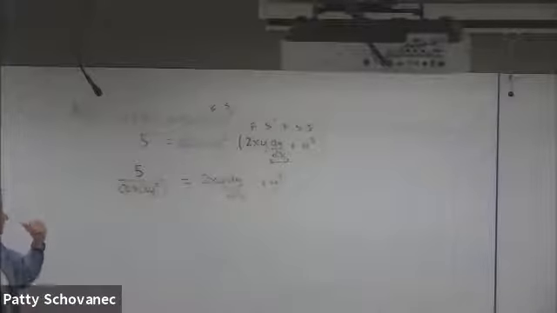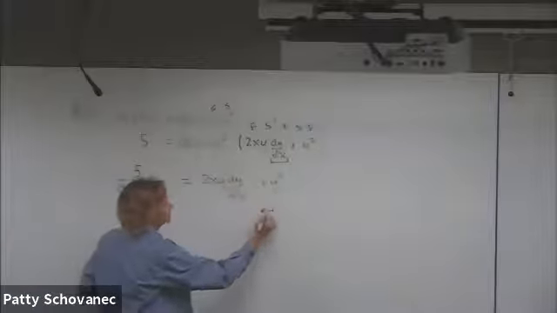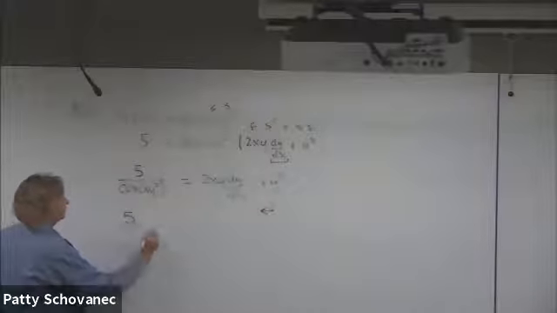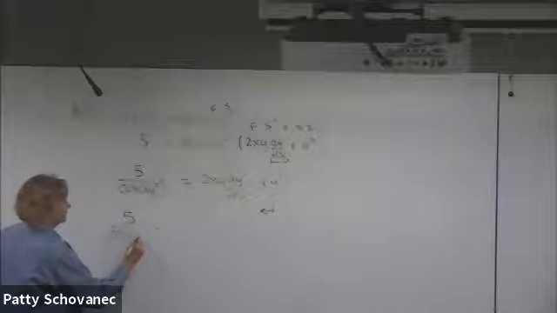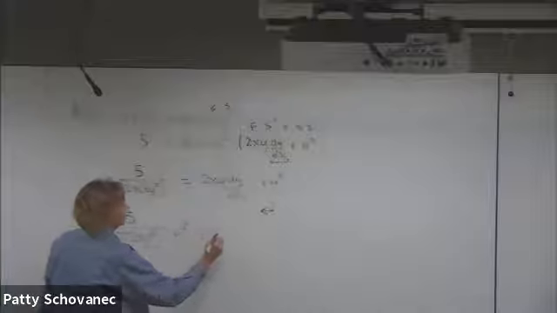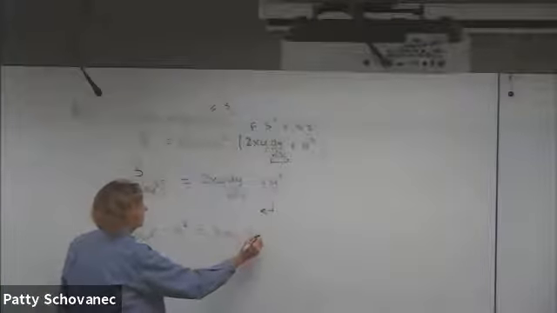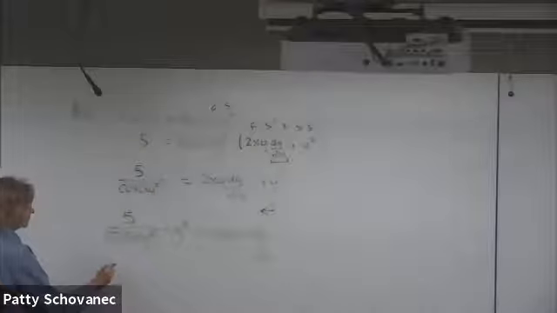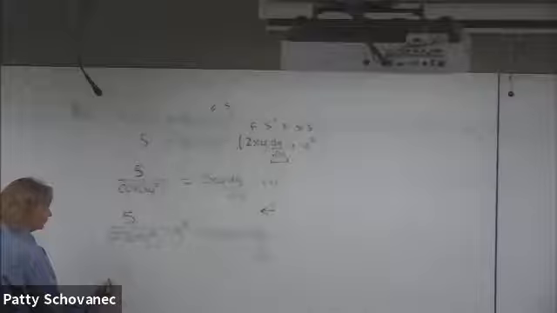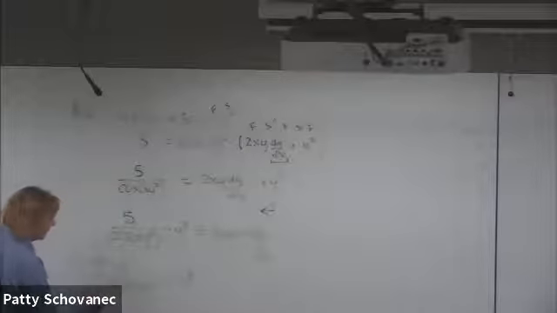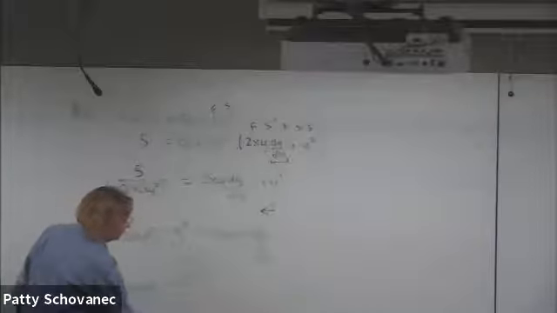So let's move the y squared to the other side. And I've got 5 over the cosine of xy squared minus that y squared. And so just divide by the 2xy. So let's see. 5 over cosine of xy squared minus y squared. All of that will be divided by 2xy.